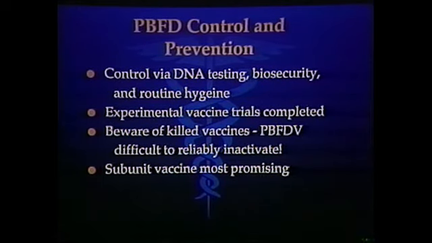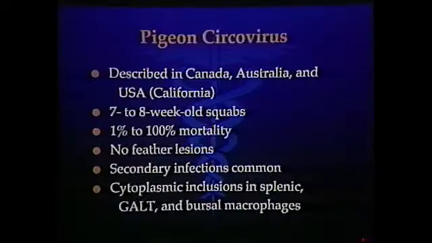Our experimental research has indicated that production of a recombinant vaccine is feasible, that the vaccine is effective. So hopefully subunit vaccines will be available in the future for prevention and control of Psittacine beak and feather disease. Circovirus infection has also been fairly well documented at this time in pigeons.